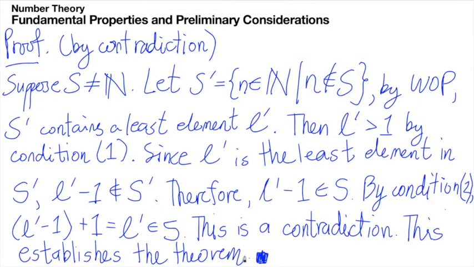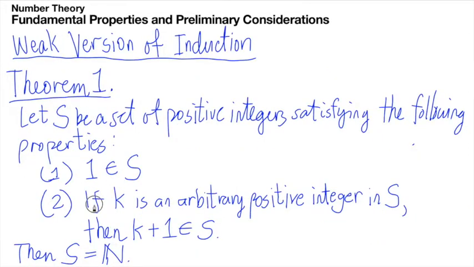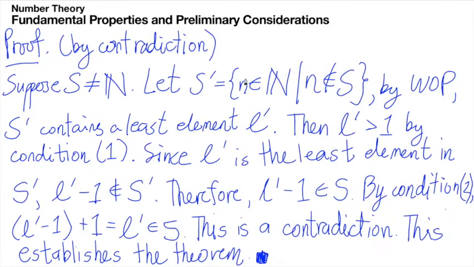Okay, so this establishes the theorem. Again, let me explain the proof. Suppose that S is not equal to the set of positive integers. Therefore we let S prime be the set of positive integers which are not in S. By the well-ordering principle, S prime is non-empty and composed of positive integers, so it must have a least element. We call that least element L prime.